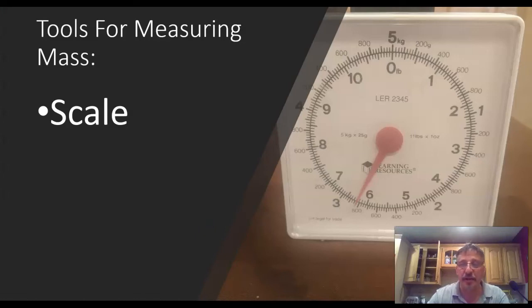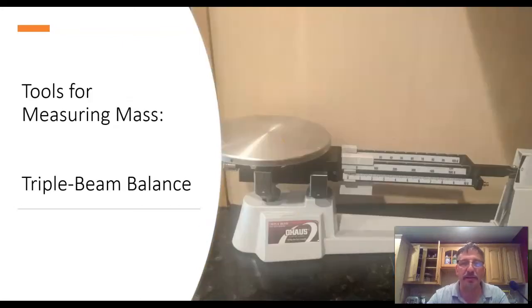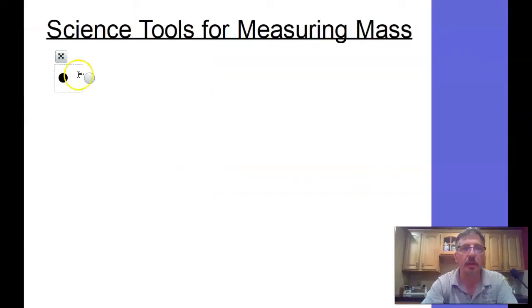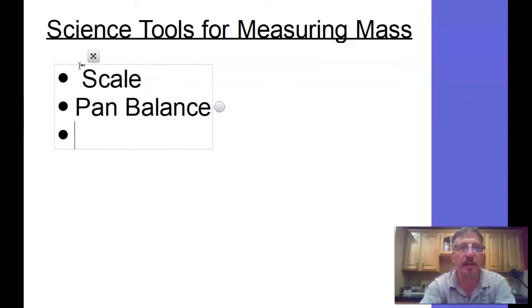Did you think of the scale? You might find a scale in a grocery store for measuring meat. I'm sure you may have a scale in your bathroom. How about a pan balance? And my favorite, the triple beam balance. Alright, getting back to our bolded list, our science tools. First we saw a scale, then we saw a pan balance, and then my favorite, a triple beam balance.